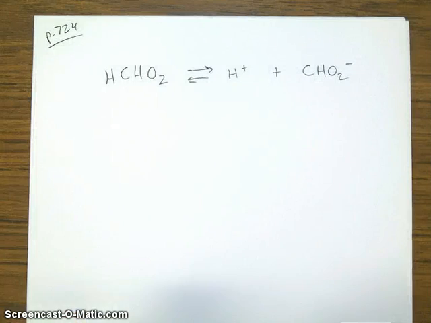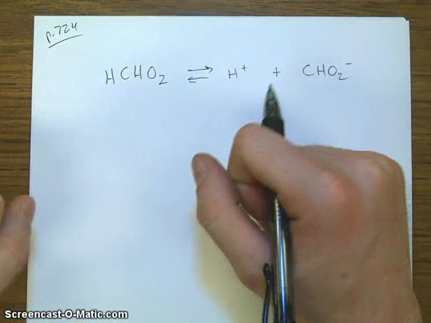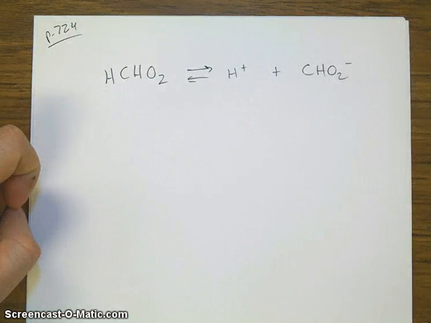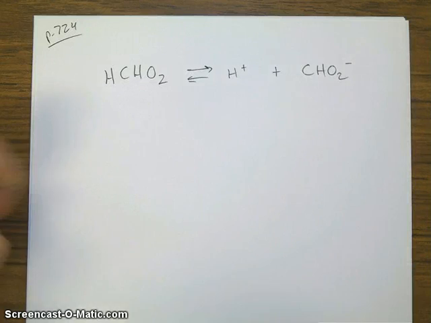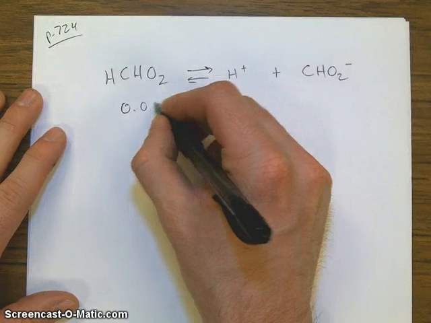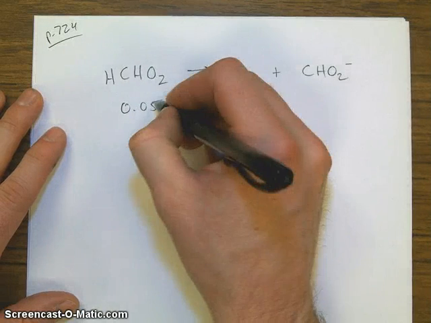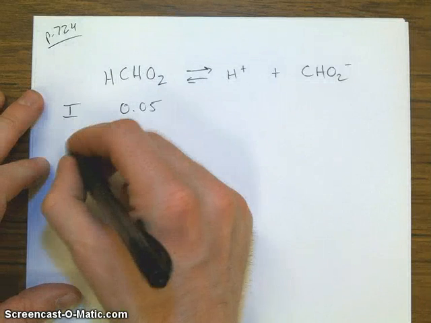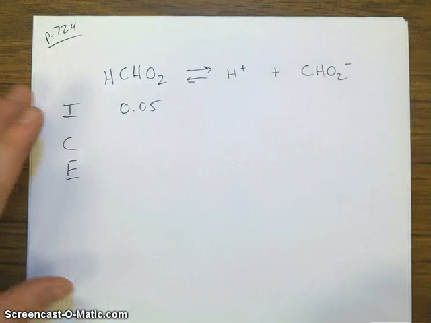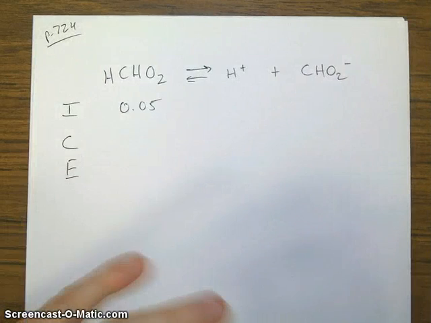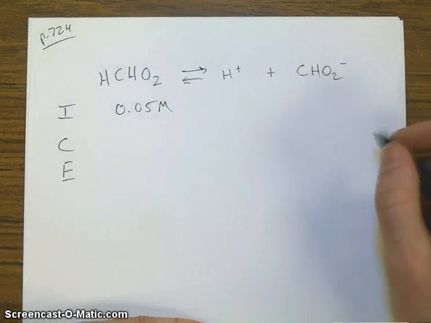Now, how do I figure this out? I do know the Ka, and I know the starting concentration of formic acid. So the starting concentration of formic acid is 0.05 molarity. All these values need to be molarity. I sometimes skip the units just because my numbers and letters get really mixed up, but it's always good practice to keep it in molarity, so I'll be doing it with you.